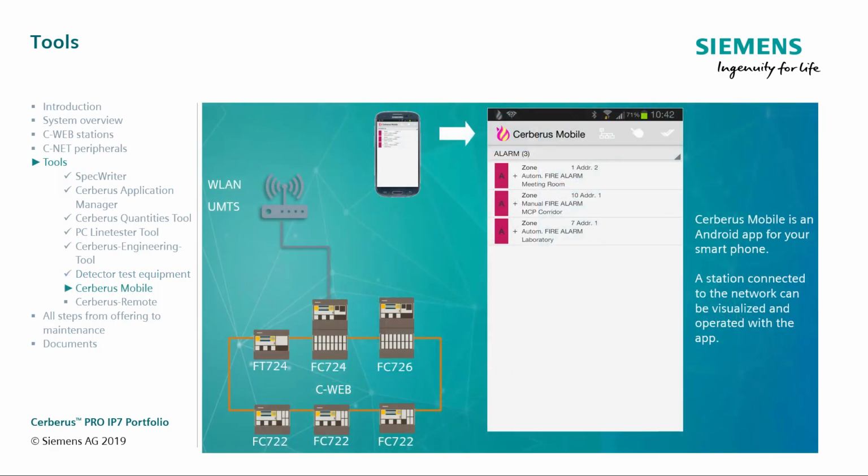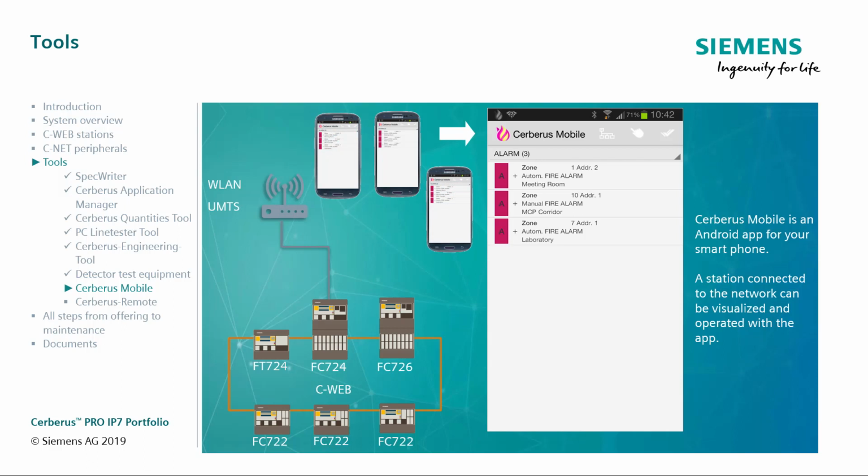Cerberus Mobile is an Android app for your smartphone. It connects via WLAN or UMTS and works in one of 2 modes, either View and Operation or View Only. To access it securely, you must register your smartphone on the station. You also need an S3 license key for the station. It is possible to connect more than one smartphone to a station.